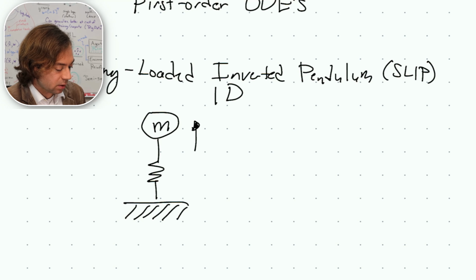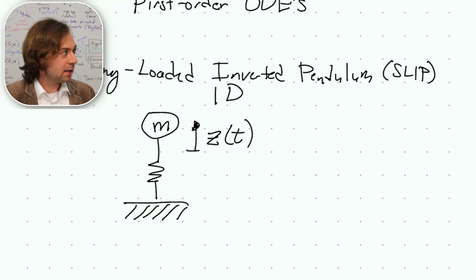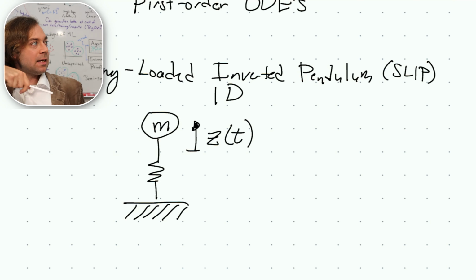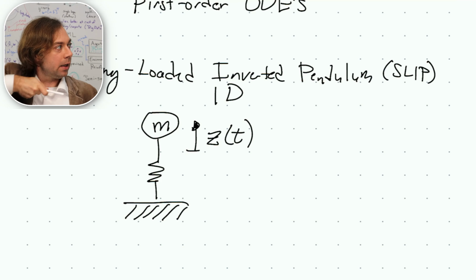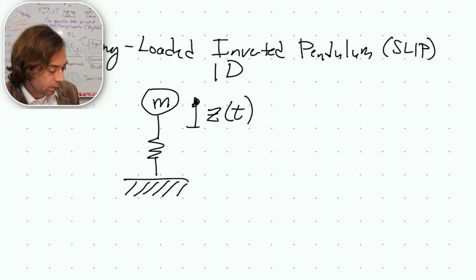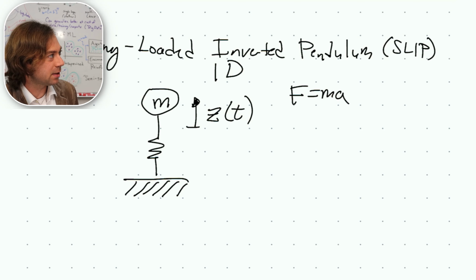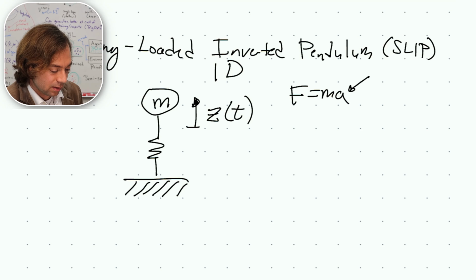So we're just going to have some vertical position, call it z(t). In legged locomotion, a lot of times up is z, because y is that way and x is that way, right? Okay. So we can get the equations of motion for our dynamical system, and it's basically going to be our F equals ma, force equal to mass times acceleration, where in our case, our acceleration is going to be z double dot of t.